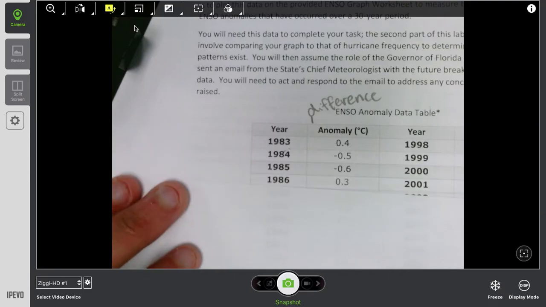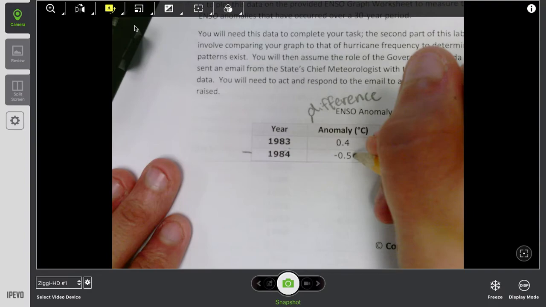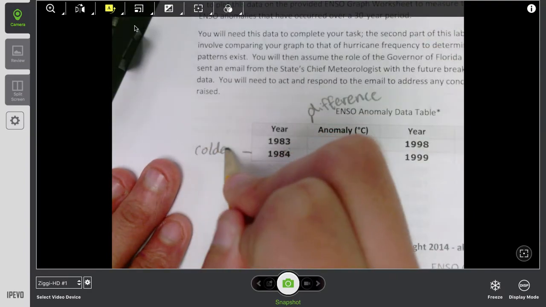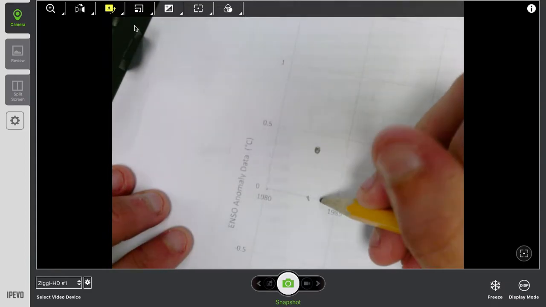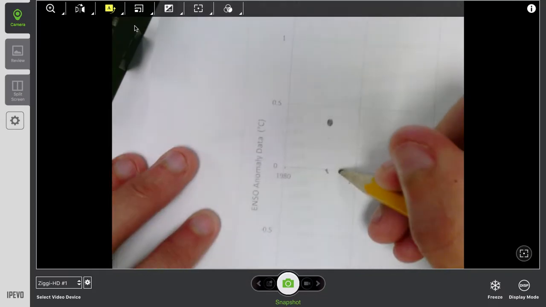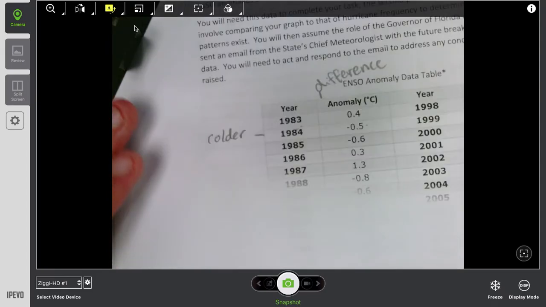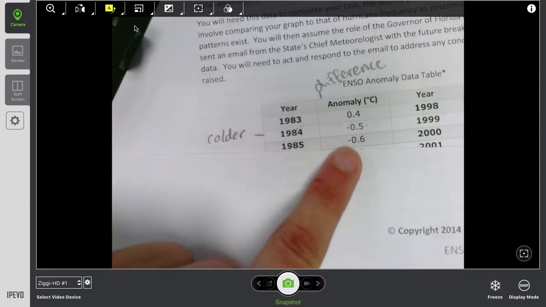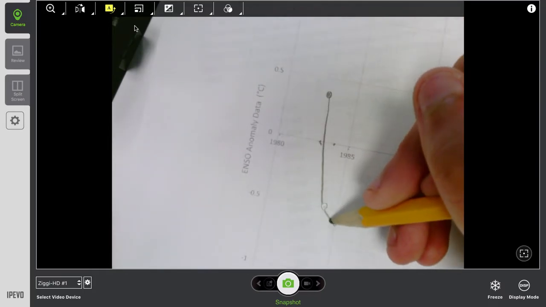Now I'm going to go to my next year, which is 1984, and I can see in this year the water is colder than normal, which you expect during La Nina years. So 1984, there's 83, there's 84, and that's minus 0.5, so I'm going to go down. And I'm going to continue to do this. 1985. Look, 1985, it went down 0.6. So in 1985, I go down 1. As I do this, I'm going to connect these lines.